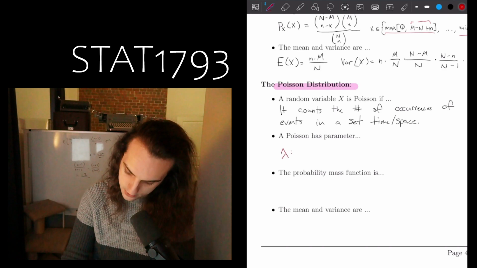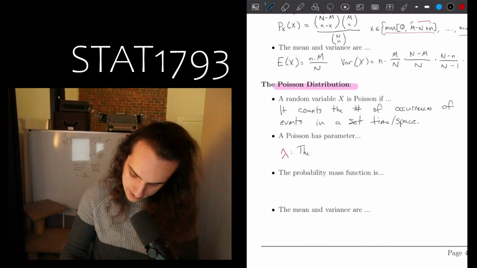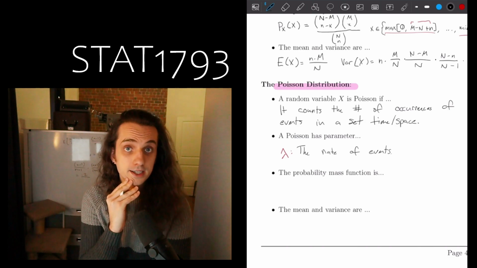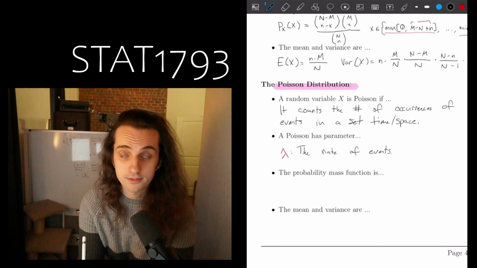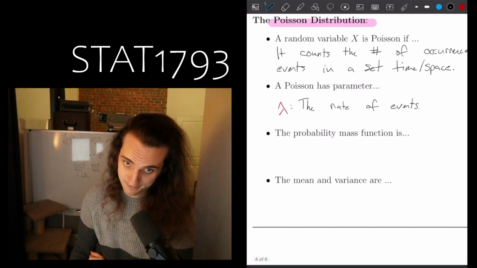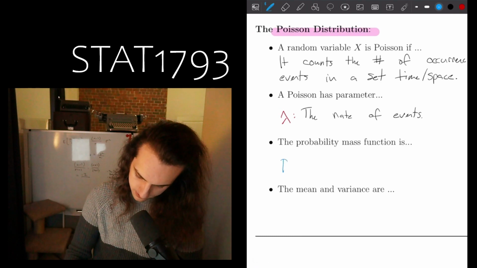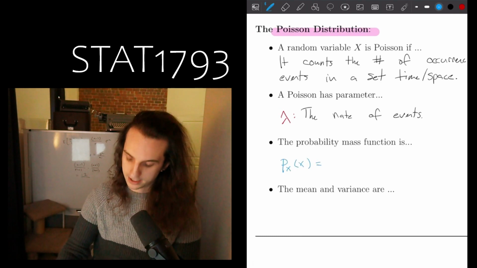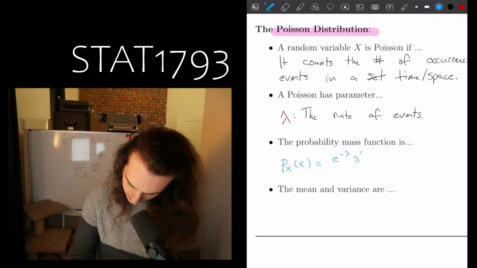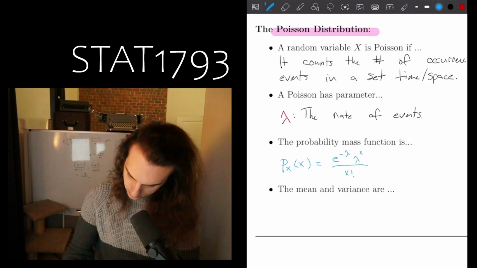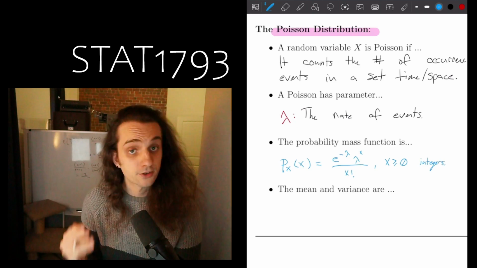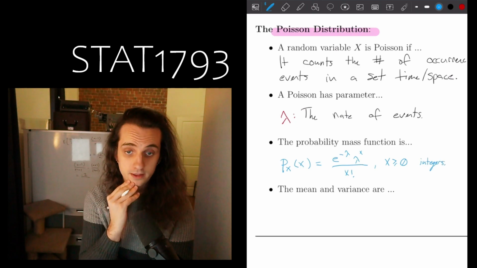The Poisson distribution has one parameter, lambda, and this is the rate of events occurring. And so if, for instance, you know that 10 people arrive at the hospital per hour, then lambda would be 10, assuming you're looking at a single hour there. Now, once you know that something follows a Poisson distribution, it's going to have the probability mass function given by e to the power of negative lambda, lambda to the power of x, divided by x factorial. And this is going to be defined for all non-negative integers, so we can see 0 occurrences, 1 occurrence, 2 occurrences, and so forth.